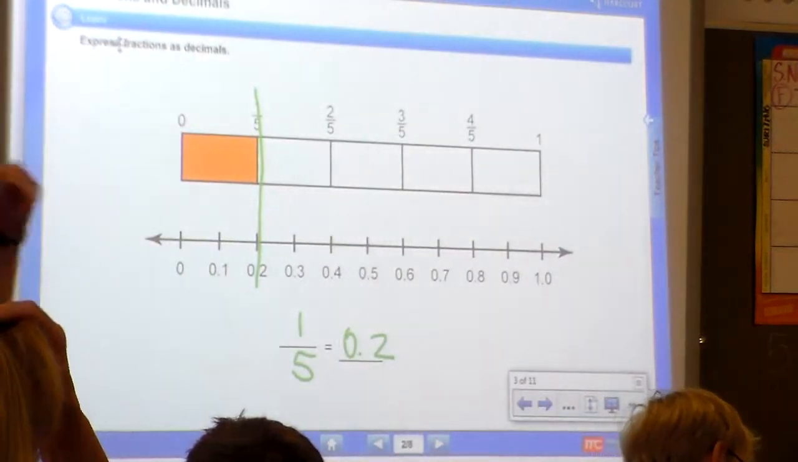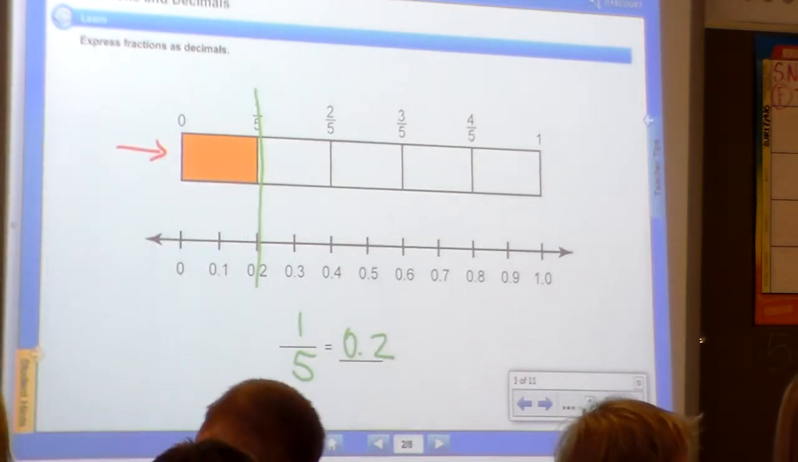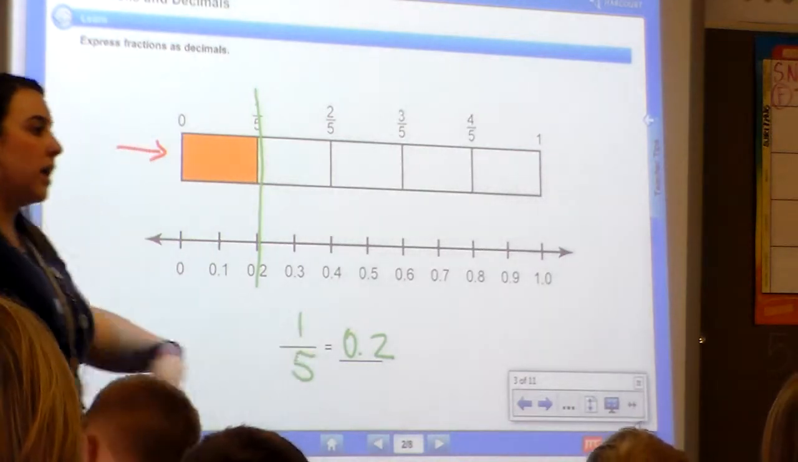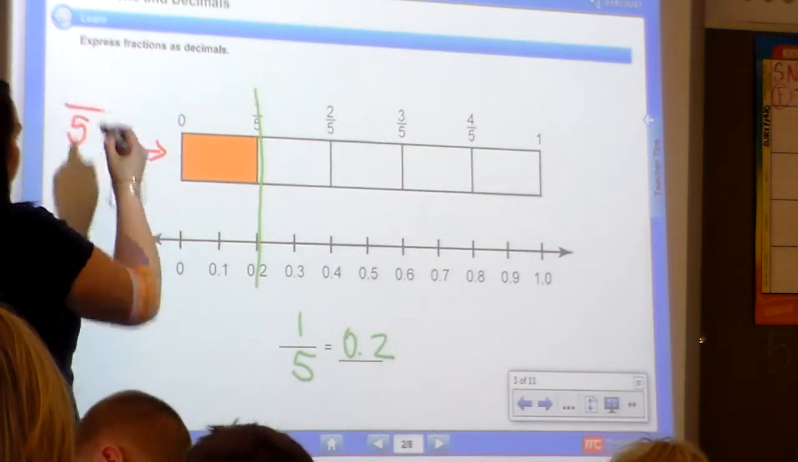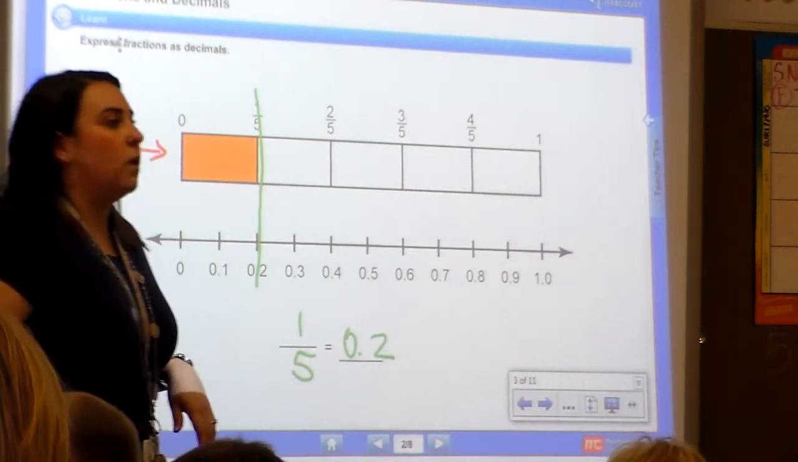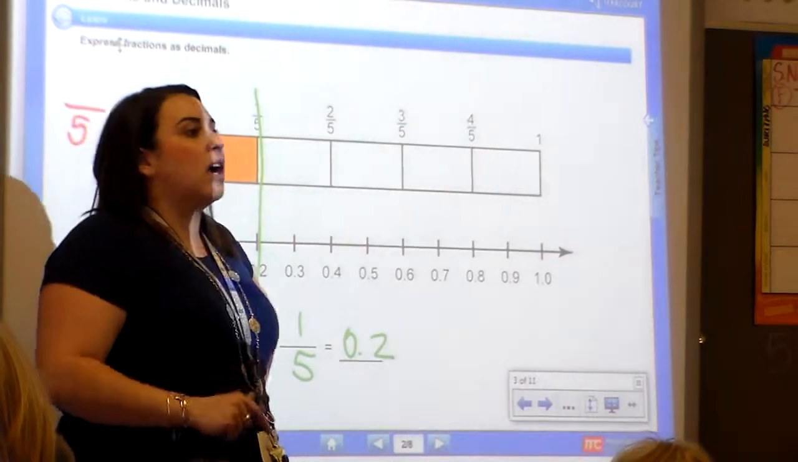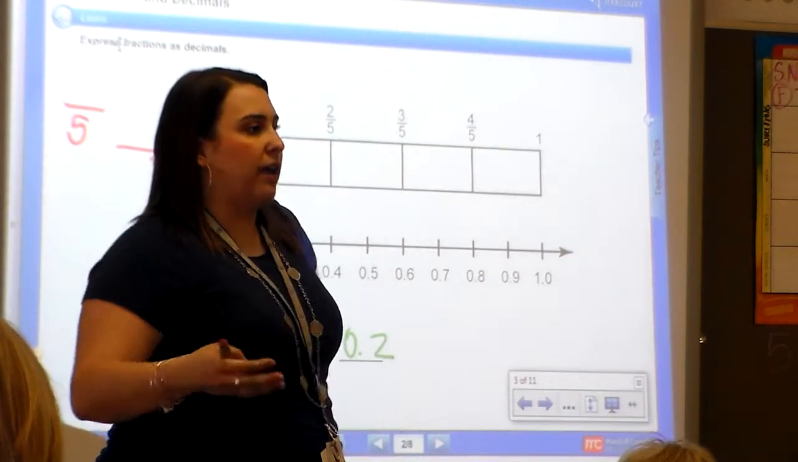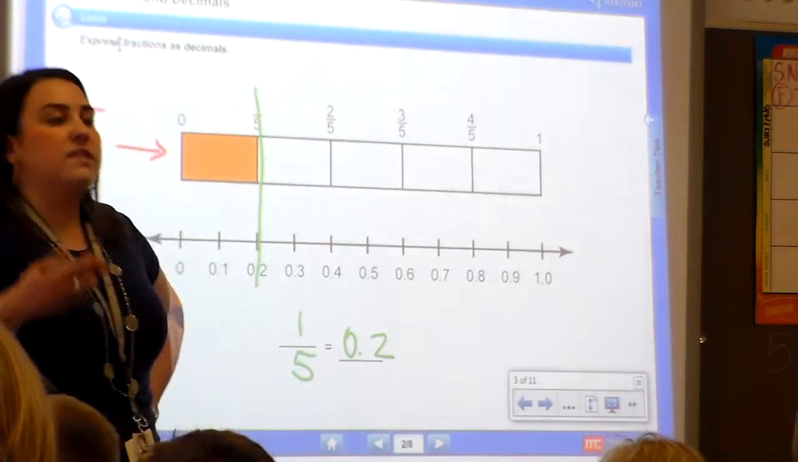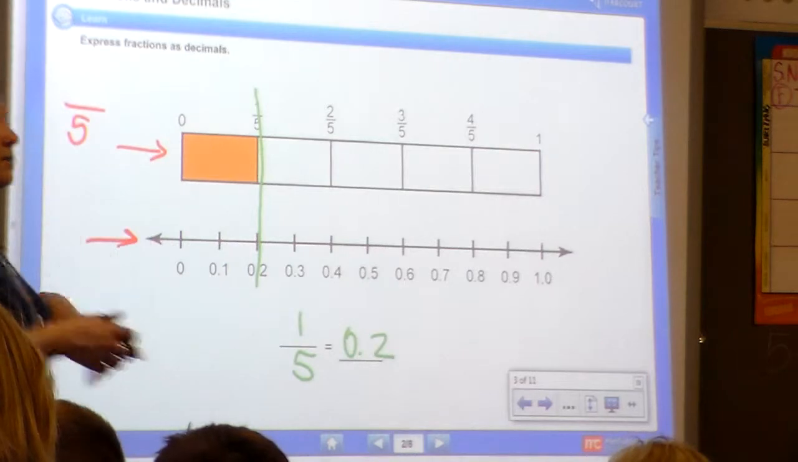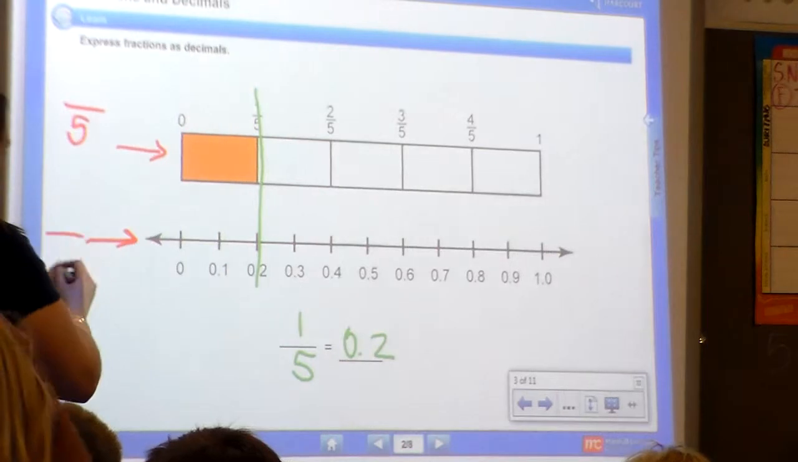Well, here's where we start. We have to ask ourselves first, what size pieces is this bar cut into? What fraction are we working with? What size pieces? Carly, fifths, right? These are fifths. When we talk about decimal world, where did we start? What are the two places that we work in decimal world? Mallory? Tenths and hundredths. So this number line right here is showing us a number line made of tenths, okay? So this is tenths.